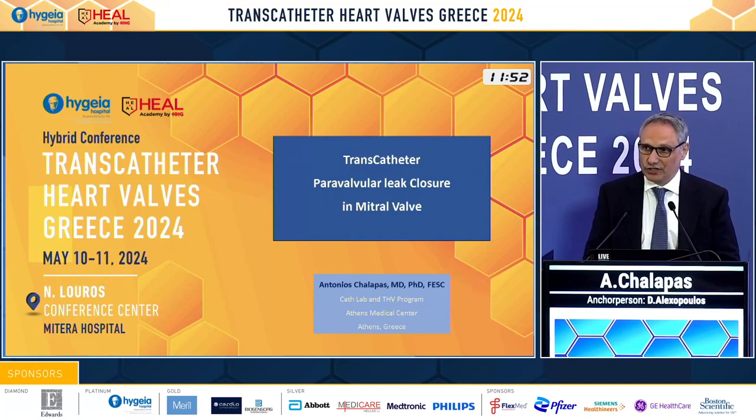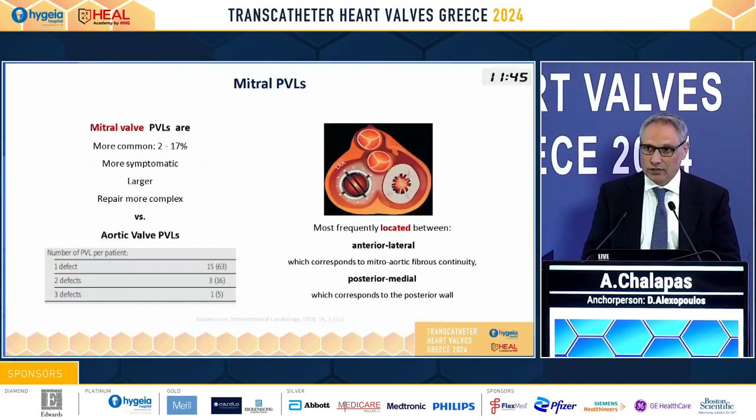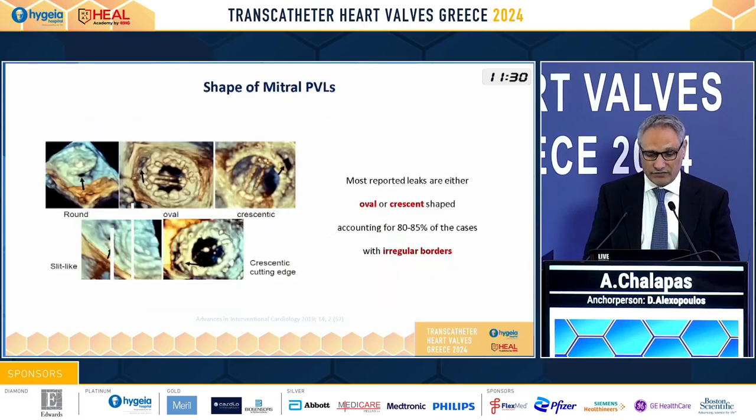In the next minutes we are going to present the data having to do with the transcatheter closure of paramitral defects. Opposed to para-aortic defects, the mitral valve paravalvular leaks are more common, more symptomatic, larger, and often repair is more complex, and most frequently located between the anterior lateral and the posterior medial aspect of the mitral valve.